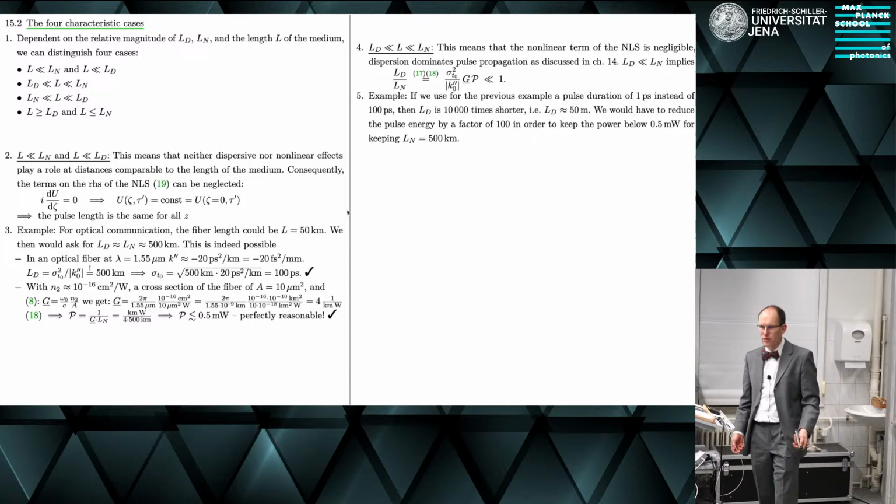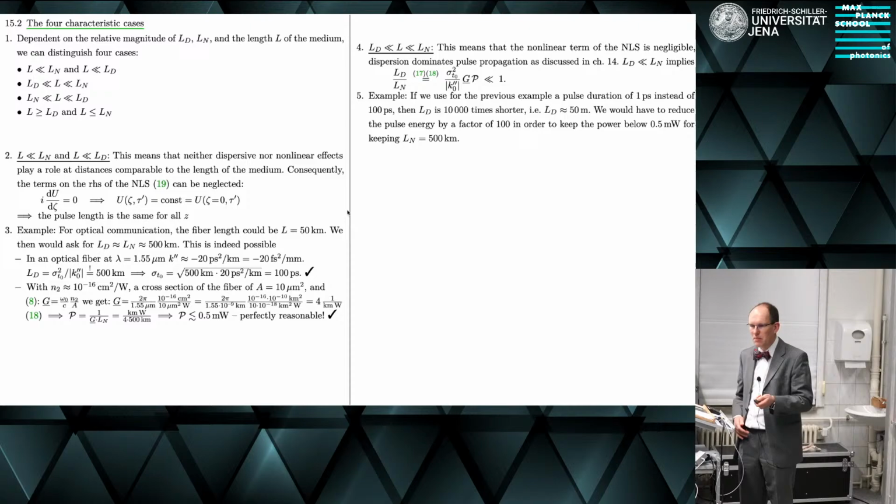But actually, also here we can think of a little example. Yeah, so we just take the previous example. So we look at it from the other side. So if we use here a pulse duration of 1 picosecond instead of the 100 picoseconds, then of course the dispersion length is 100 squared times, 10,000 times shorter, and this would be 50 meters.